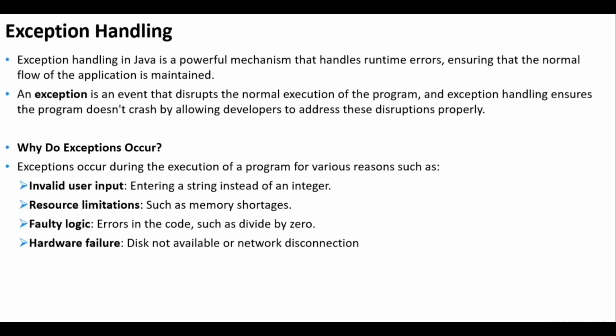So basically, an exception is an event that stops the normal execution of a program. To ensure the normal flow of the program, we need to handle the exceptions created by the program. So why do exceptions occur? An exception occurs due to maybe some invalid user input. For example, in an integer box, if you enter a string, it will throw an exception. Likewise, there are some faulty errors in the code, like dividing a number by 0, which leads to infinity. In these cases, the exception will occur.